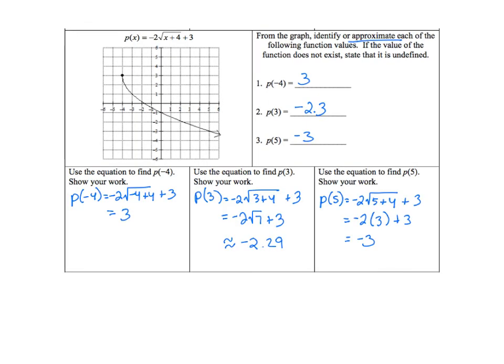Okay, here are my answers. If you did not get one of the same answers as me, go back and double check your work. If you did, that's great.